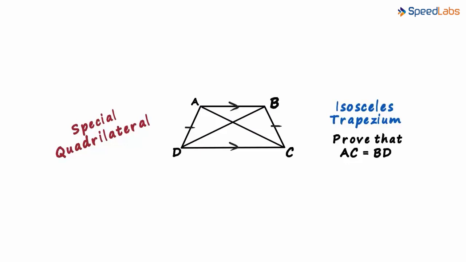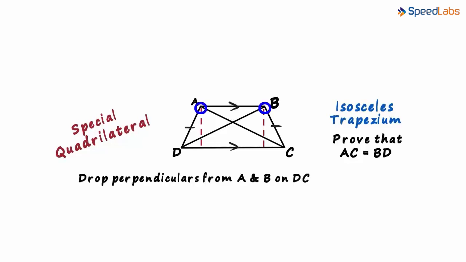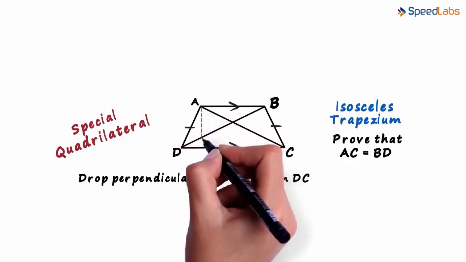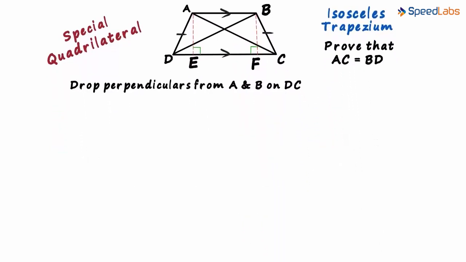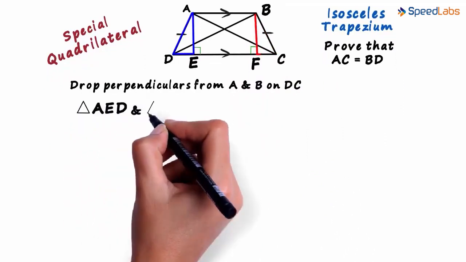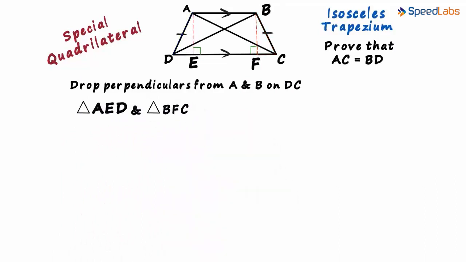So we modify the figure slightly. We can drop perpendiculars from A and B onto DC. This is a perpendicular from A onto DC. Let's call it AE. And this is the perpendicular from point B onto DC, and let's call it BF. Now focus on these two triangles, triangle AED and triangle BFC. If we prove these two triangles equal, then we can say that angle ADC is equal to angle BCD.